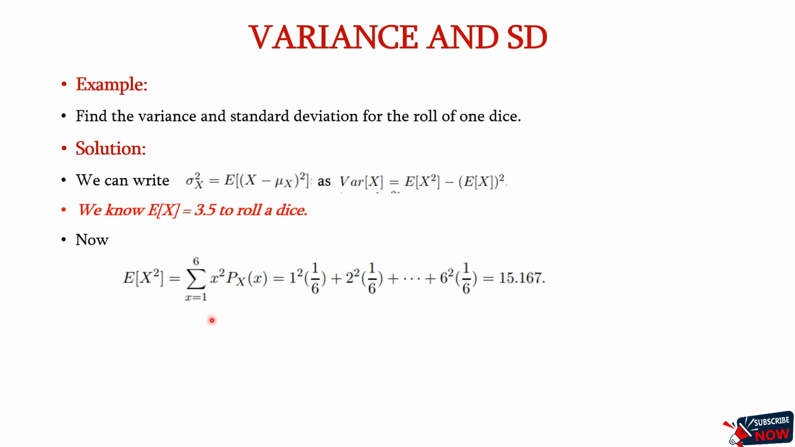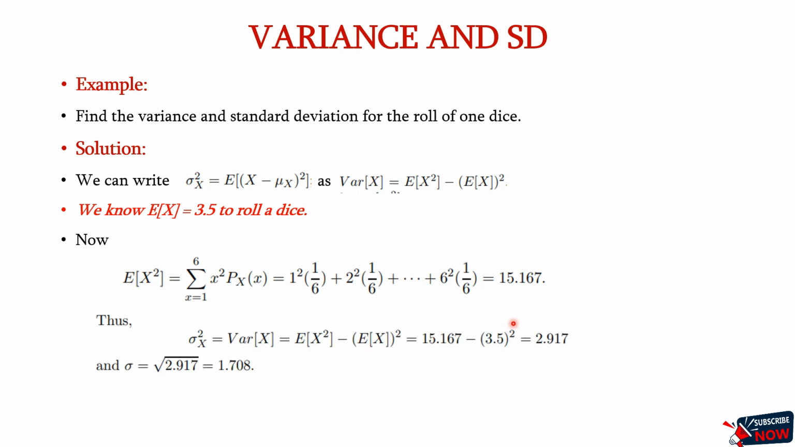It will take values from 1 to 6. So possible values of x have to be squared. So 1 square into 1 by 6 plus 2 square into 1 by 6 up to 6 square into 1 by 6. It is 15.167. So we subtract this from E of x whole square. So E of x whole square is 3.5 whole square. So we get 2.917. If we take the square root, we get 1.708, which is nothing but the standard deviation. Thus we have found the variance and standard deviation for rolling one dice.